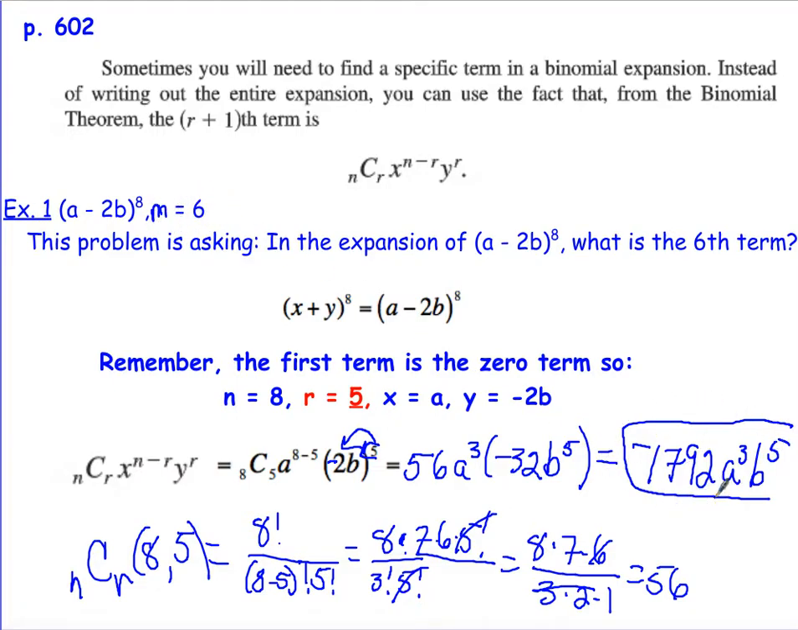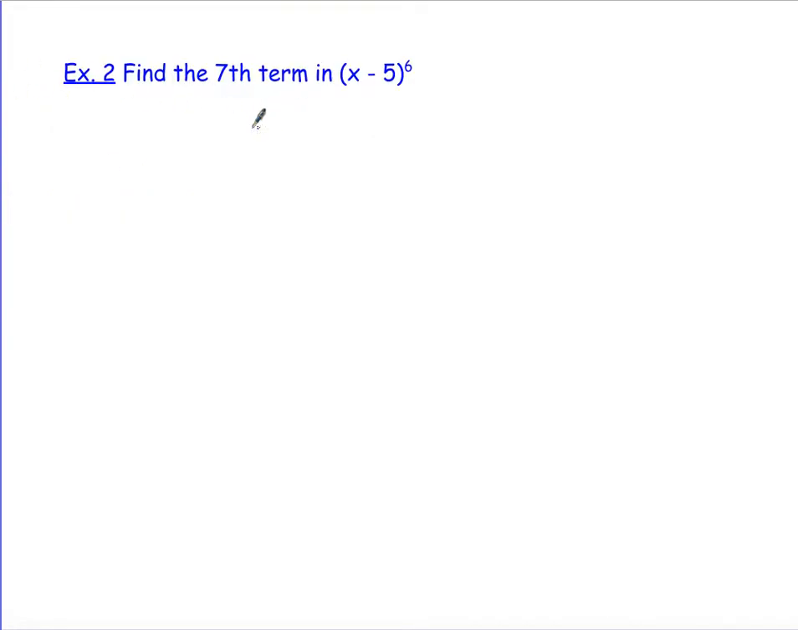This was faster, and you have a much better chance of getting the answer right. Okay, let's try another one. Now we want to find the 7th term in (x - 5) raised to the 6th. Well, first of all, n is equal to 6. We're in the 6th row. That comes from right here.